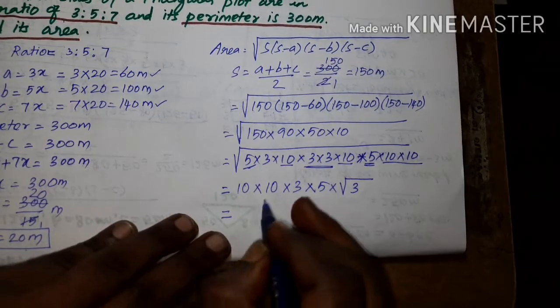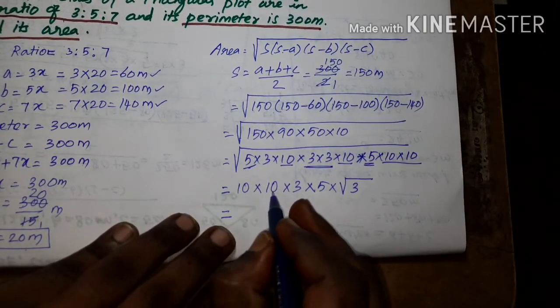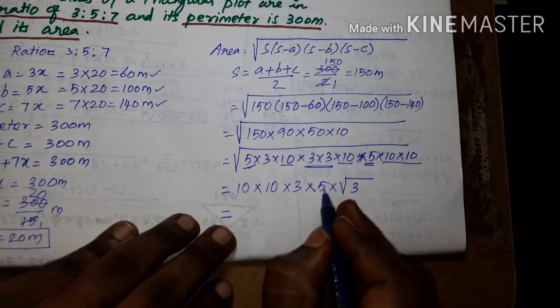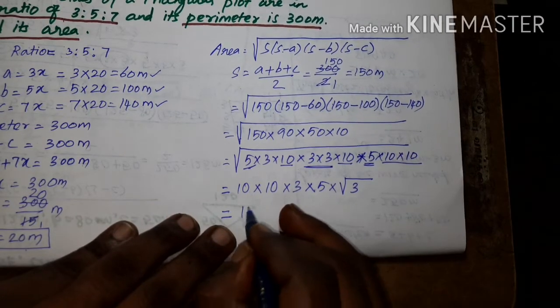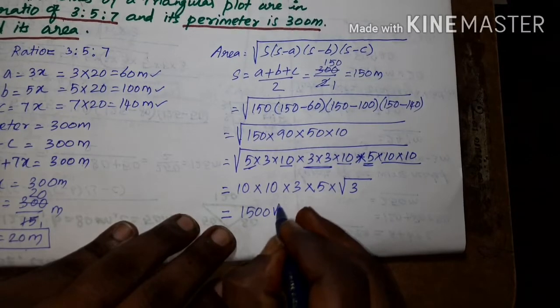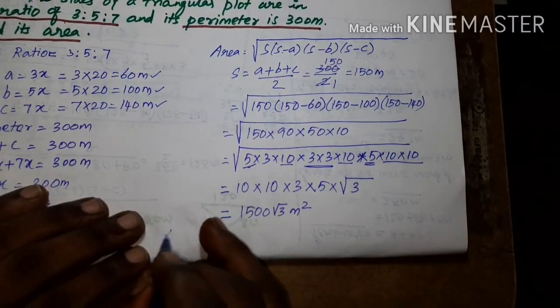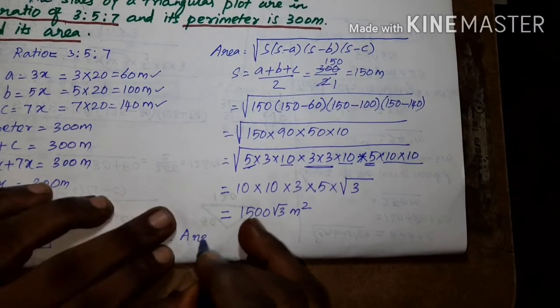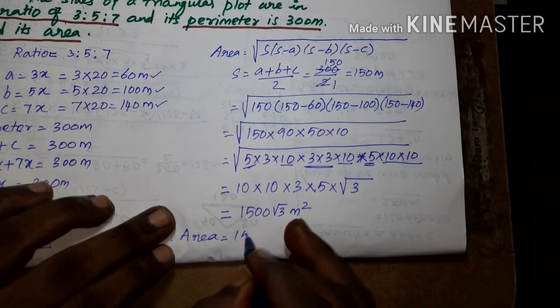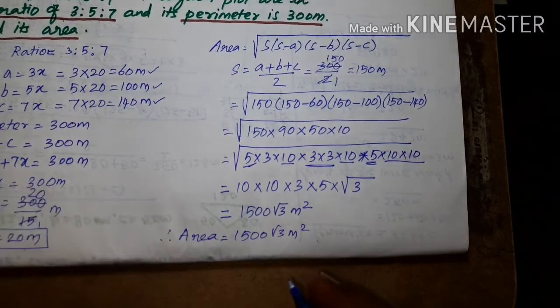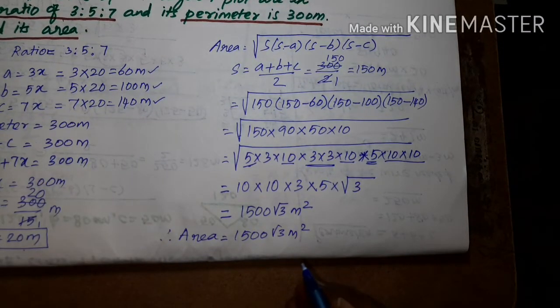So next I need to multiply all these values. 10 into 10 is equal to 100, 100 into 3 is equal to 300, 300 into 5 is equal to 1500, so 1500 root 3 meter square. This is our required area of this triangle. Now we found the answer: the area of the triangle is equal to 1500 root 3 meter square, and it is very easy to find the answer.